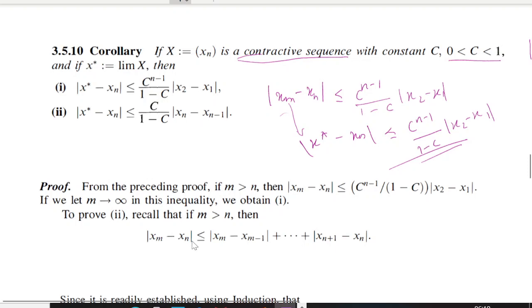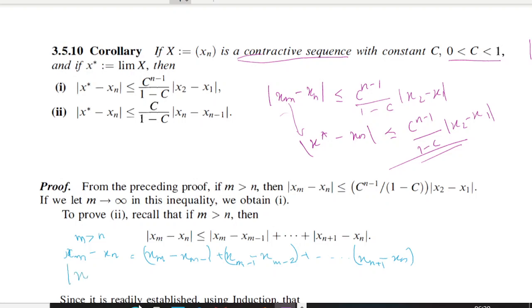To prove this, recall if m greater than n, we can write xm minus xn as xm minus xm minus 1 plus xm minus 1 minus xm minus 2 plus, and so on, the last term being xn plus 1 minus xn. Now you can use the triangle inequality.